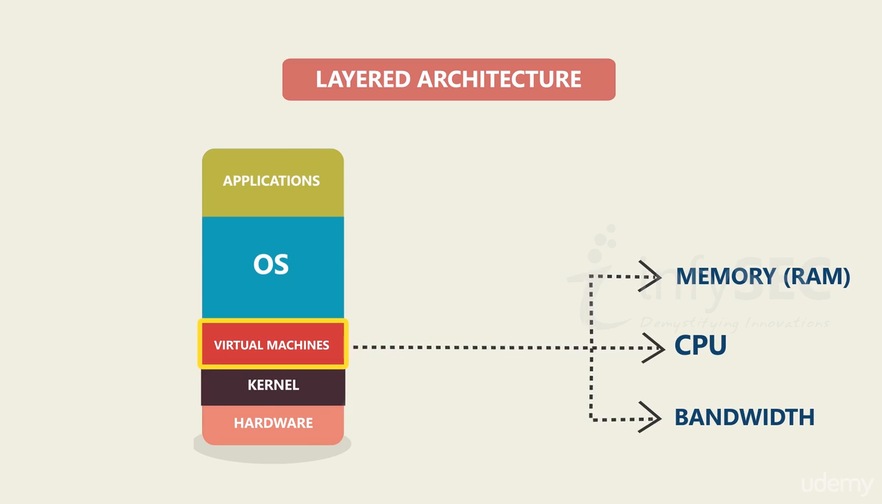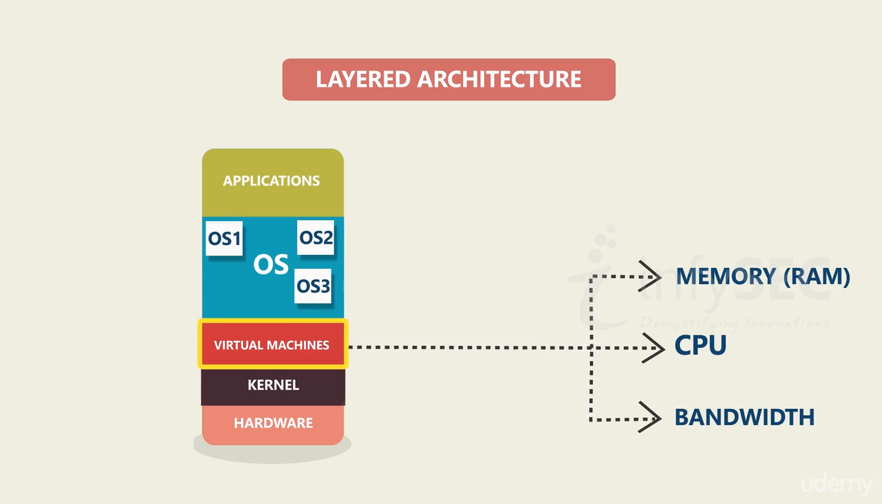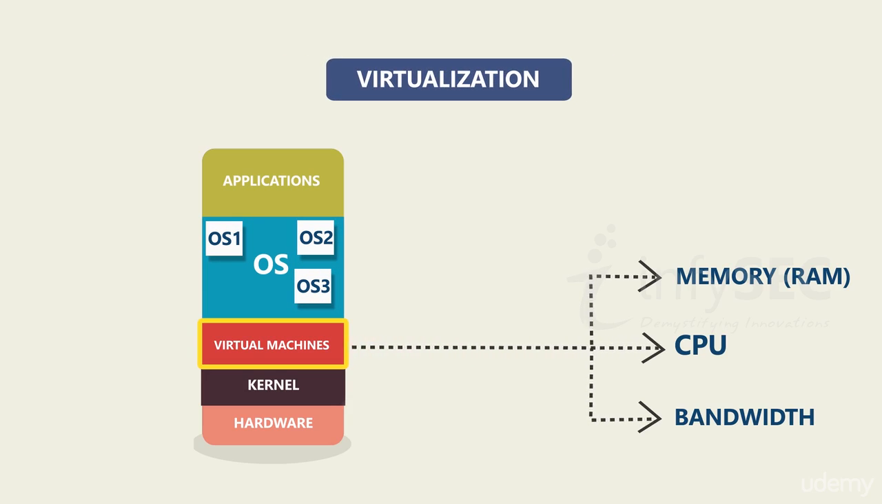Virtual machines are an emulation of the CPU, memory, hard disk, and bandwidth of the host machine for the purpose of running another OS inside the host machine. This concept is called virtualization.